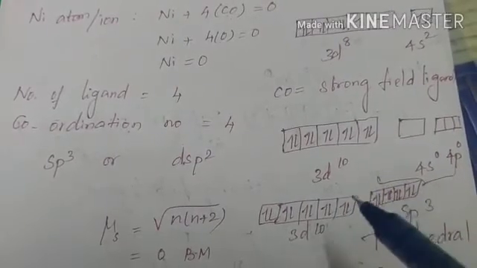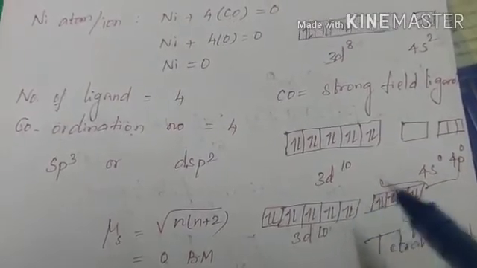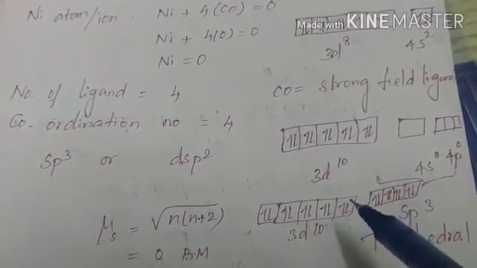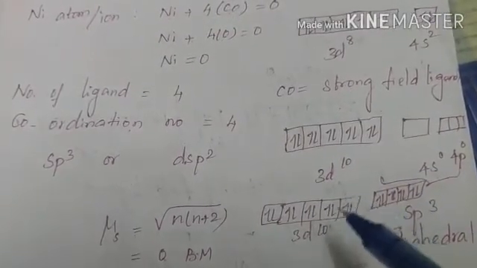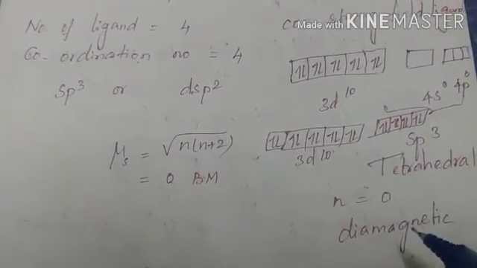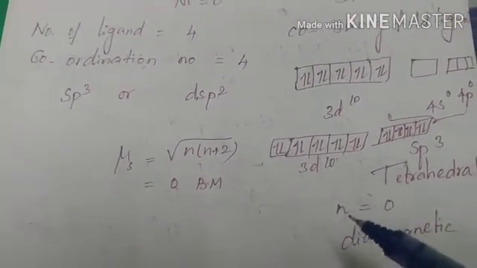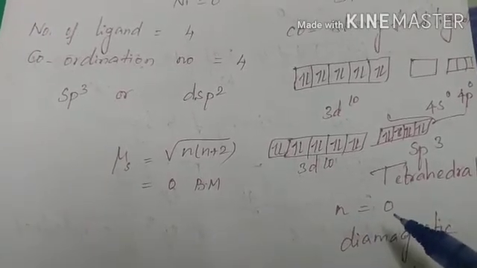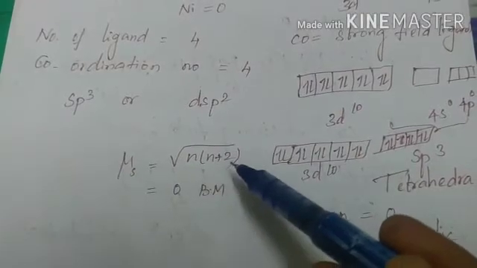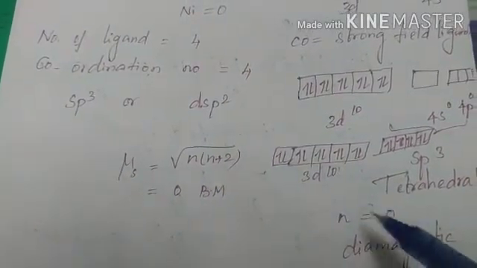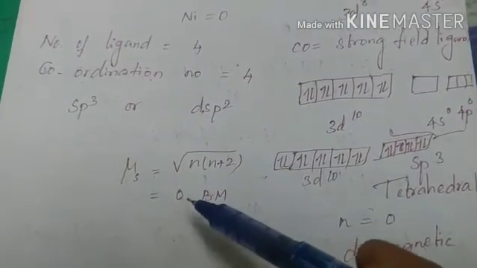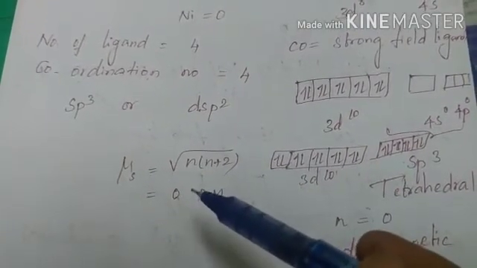This central metal atom in presence of ligand does not have unpaired electrons. All the electrons are paired. So, it is diamagnetic in nature. So, the number of unpaired electrons n equal to 0. Magnetic moment mu s is equal to root of n into n plus 2. n equal to 0, apply this formula. So, mu s value is 0 for this complex.